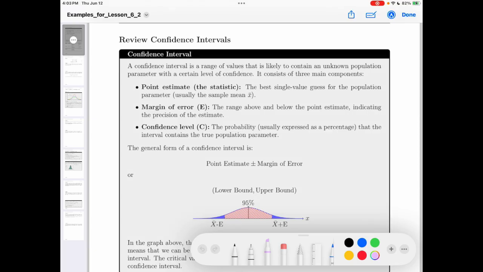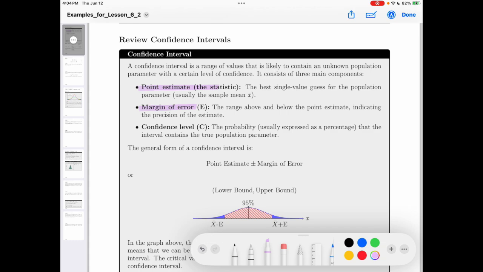So we're going to quickly review. A confidence interval is a range of values that is likely to contain the true value of a population parameter. It has three main parts. Here are the main parts. We have the point estimate. That is the sample statistic. That is either the sample proportion or the sample mean, and that's what's going to be in the center of our interval. The margin of error gives us the range above and below the point estimate.